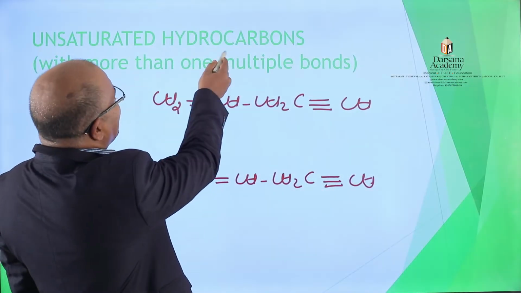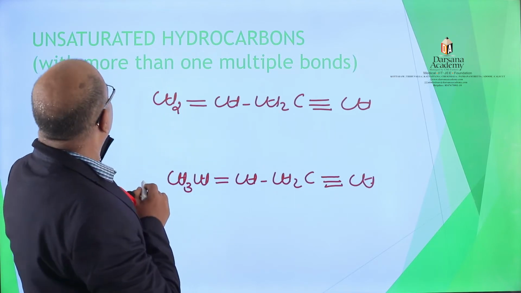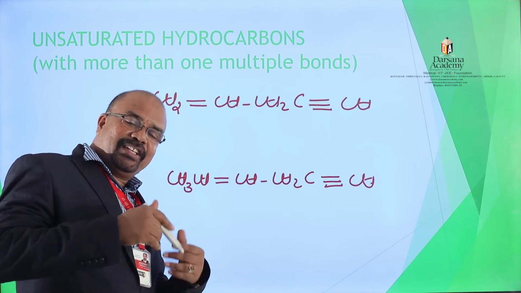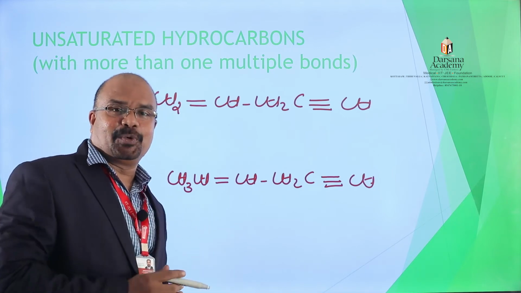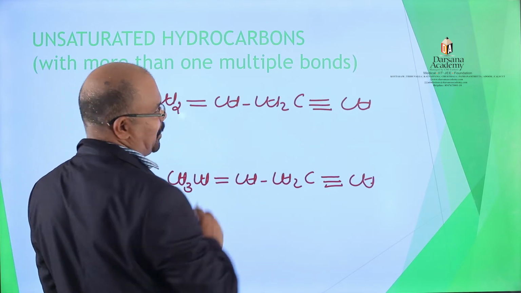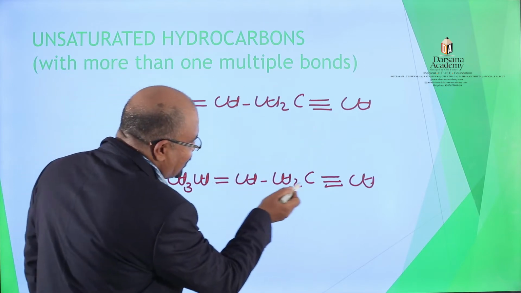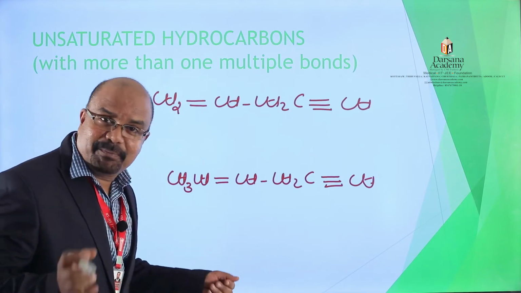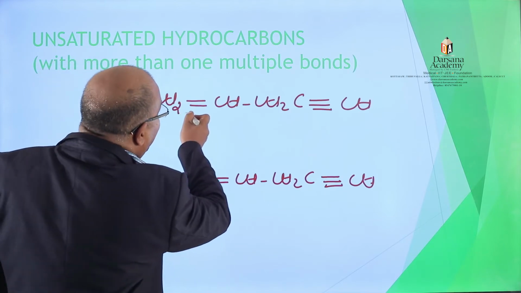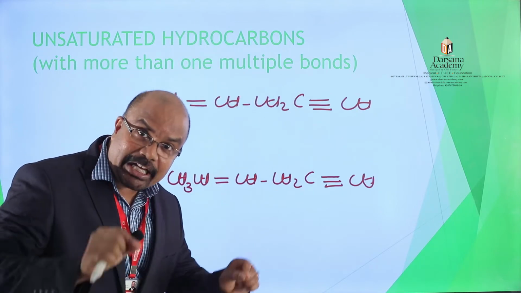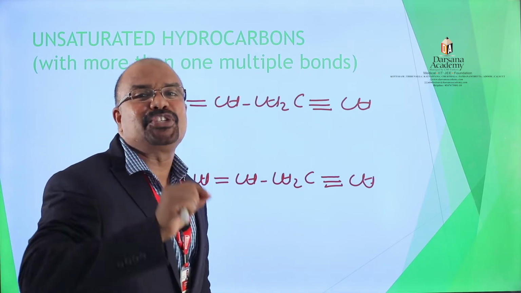The other one is an unsaturated hydrocarbon with more than one multiple bond. Here is a double bond and here is a triple bond. Here also, double and triple bond. To name this compound, we first have to number it. Here the double bond and the triple bond are at the same or equivalent position.